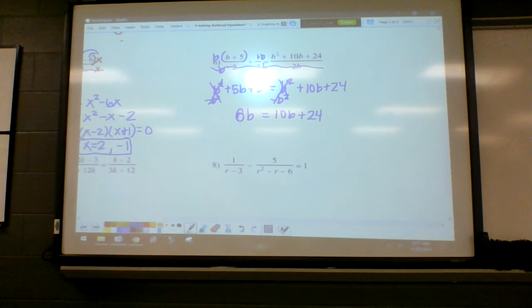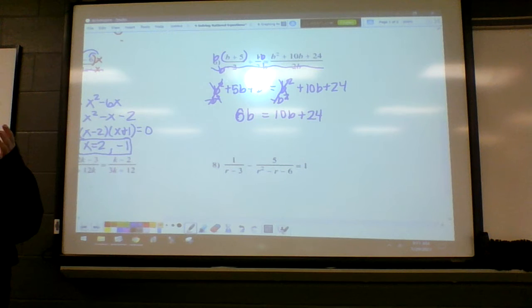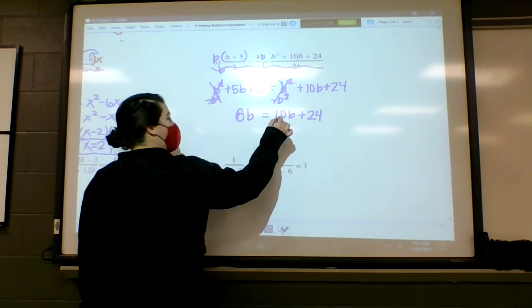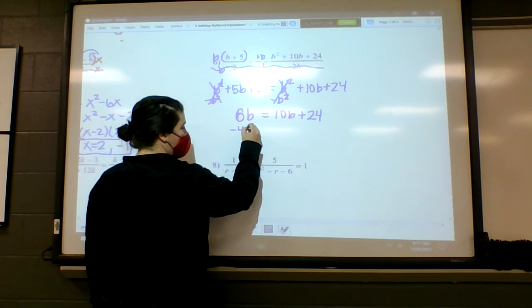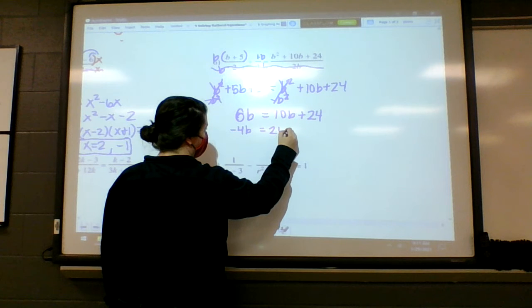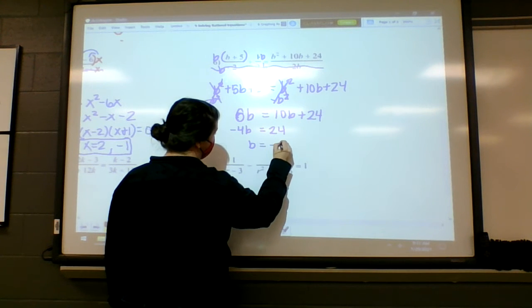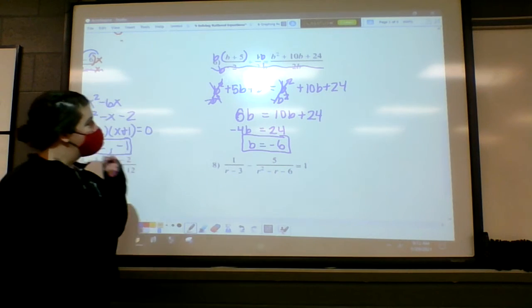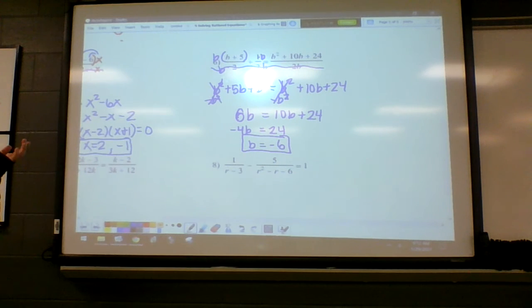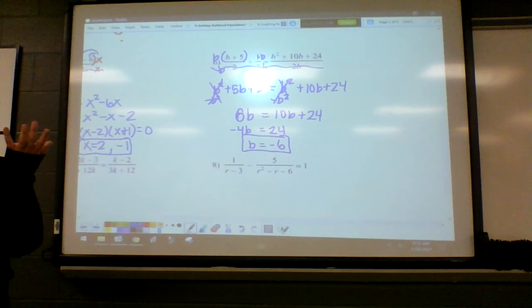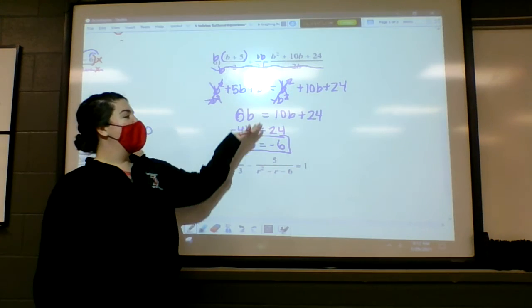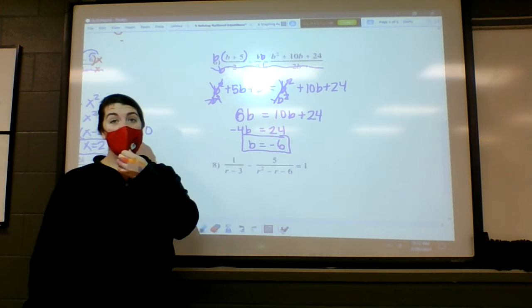So it did have a quadratic, but it was really fortunate for us because we didn't have to factor anything, because the quadratics simplified themselves out. So minus 10B would be negative 4B over here, equal to 24, and I have B equals negative 6. Is that going to work in my equation? Yes, because the only thing B can't be is 0 again. As long as you got negative 6, you're okay.